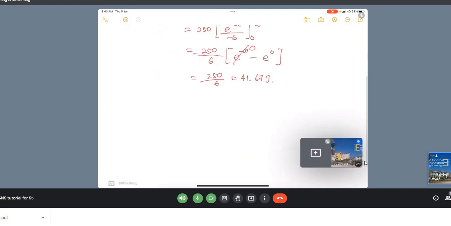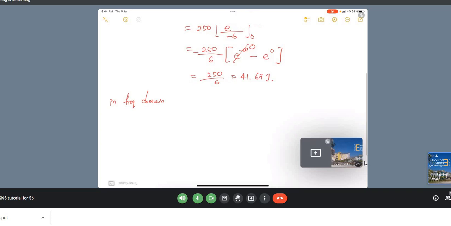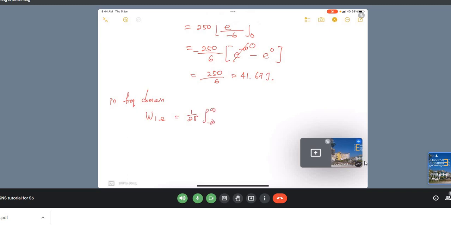What if we find it in the frequency domain, or the omega domain? In the frequency domain, for the energy at 1 ohm, it is 1 over 2 pi, this is the formula, from minus infinity to infinity of the magnitude of X(omega) squared.